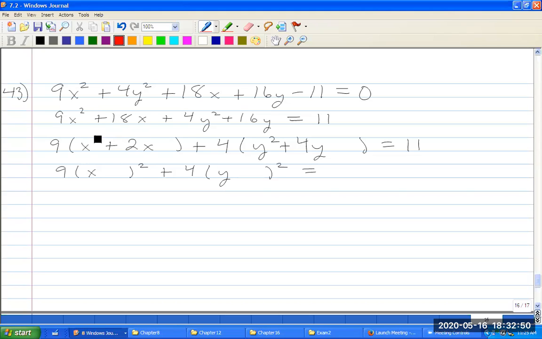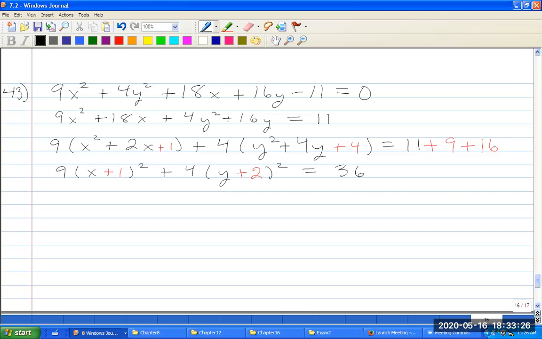So 2 divided by 2 is 1. 1 squared is 1. 9 times 1 is 9. Let's add 9 over here. Next, 4 divided by 2 is 2. 2 squared is 4. 4 times 4 is 16. 11 plus 9 plus 16 is 36.